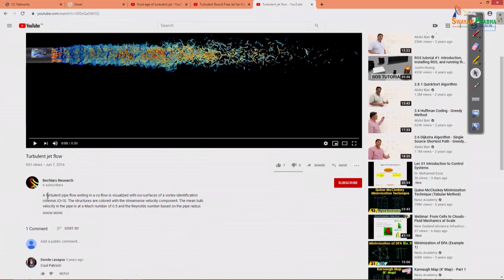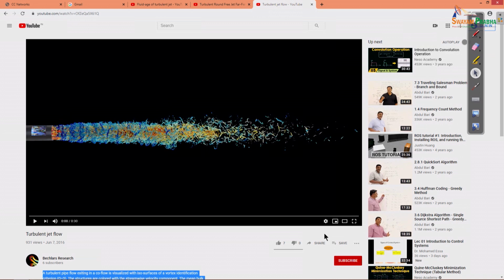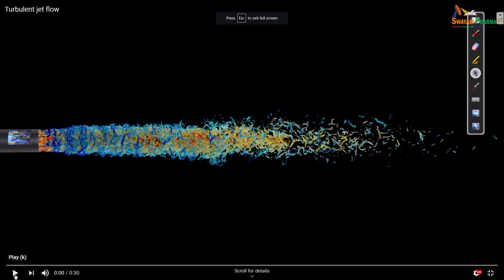This is actually a turbulent pipe flow exiting in a co-flow, visualized with isosurfaces of a vortex identification criteria. The structures are colored, and this is important, with the streamwise velocity component. The mean bulk velocity in the pipe is at a Mach number of 0.5, and the Reynolds number based on pipe radius is 7,700, less than 10,000.